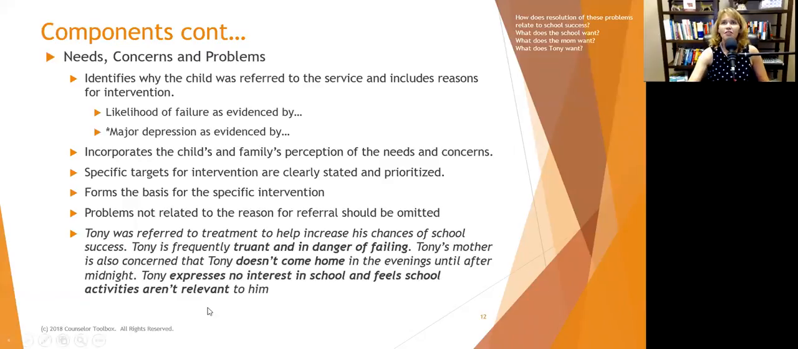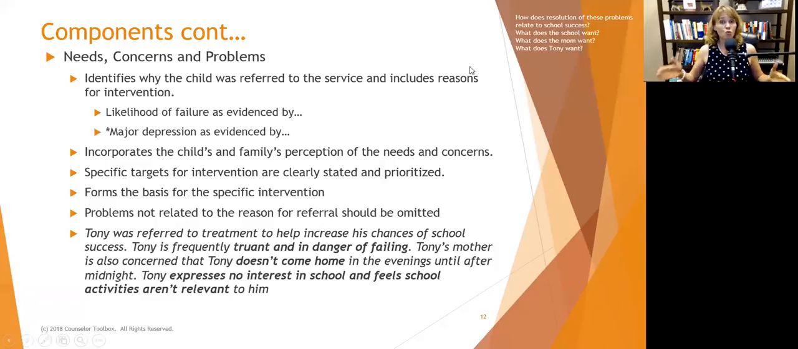We want to figure out these issues here. How does resolution of these relate to school success? So if he's not truant, how does that help him succeed? If he starts coming home at a reasonable hour, how does that help him be more successful? If he develops interest in school, how does that help him succeed at school?